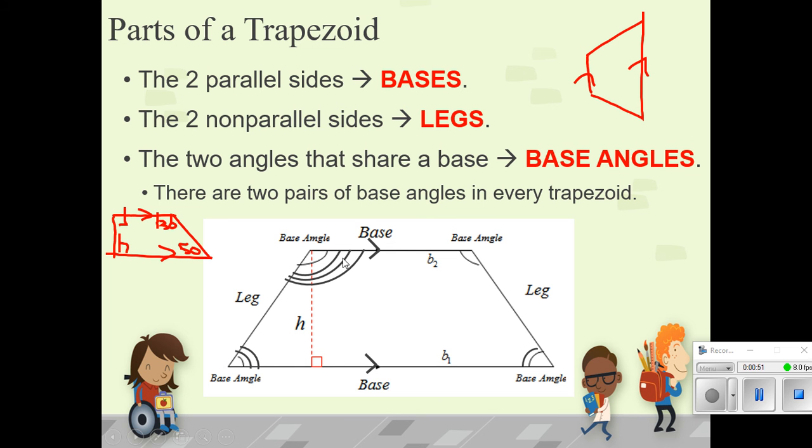Now, if you look at this diagram, these two are also considered base angles, and then also these two. So there's always two pairs, one pair, two pair. This is the height. Height is always perpendicular to the base. You have leg and leg, just like triangles, and that's what a trapezoid is made out of.